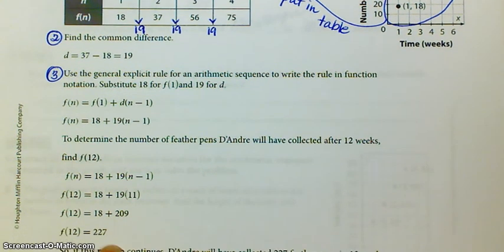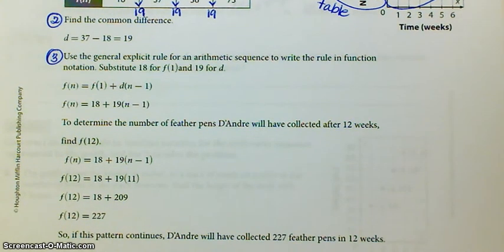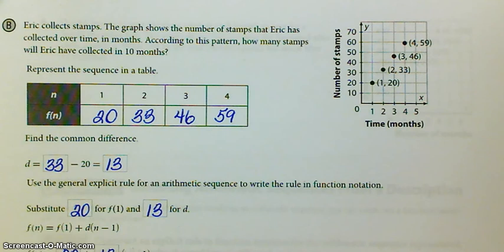We're going to find the function value when f is 5: 3,400 plus 1,200 times 5 minus 1, which is really 4. You get 3,400 plus 4,800, and that is going to be 8,200 miles that she will have after 5 round trips.